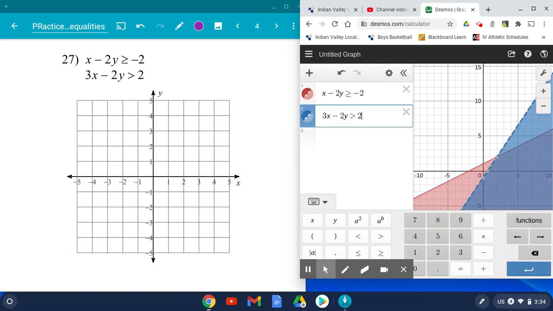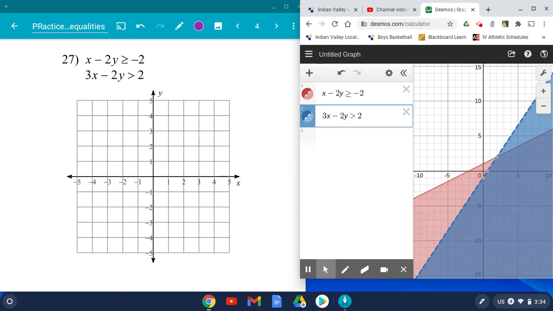Notice that I've already put both of these equations in, x minus 2y is greater than or equal to -2. That was our red line here, which is solid and shaded below. And then 3x minus 2y is greater than 2 is my blue dotted line, and again shaded below. So I can see quickly my shaded or double shaded area. And yes, this is totally legal and acceptable to do.